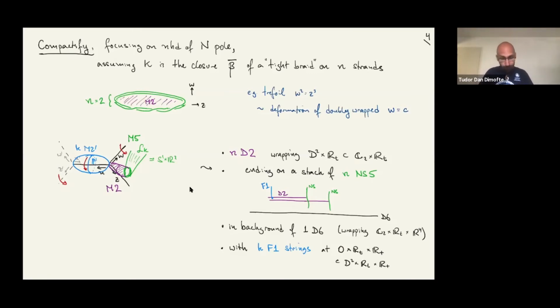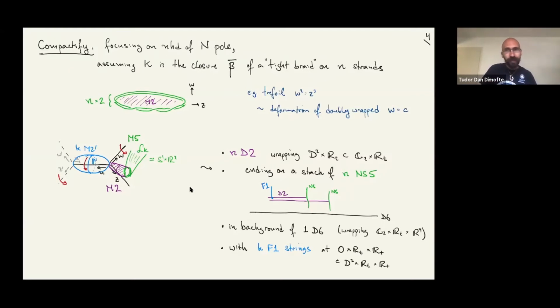And so you end up, locally, with a really familiar brane construction of a stack of D2s ending on a stack of NS5s. Everything is in the background of a D6 coming from that north pole of the P1, which is a fixed point of the rotation. And the extra M2s that were wrapping the P1 now just become strings that intersect the D2s along a line.